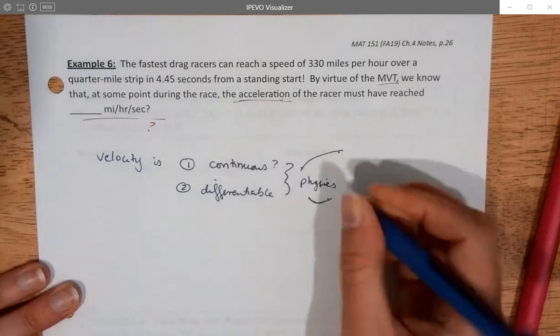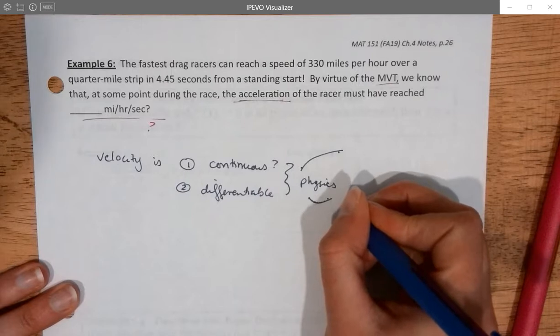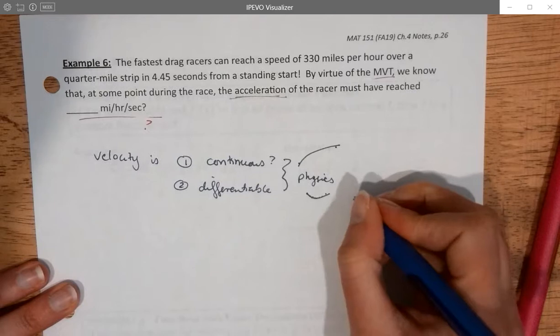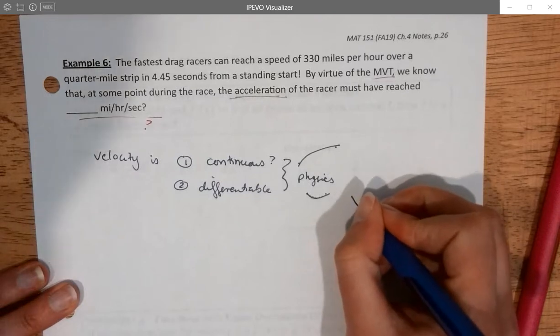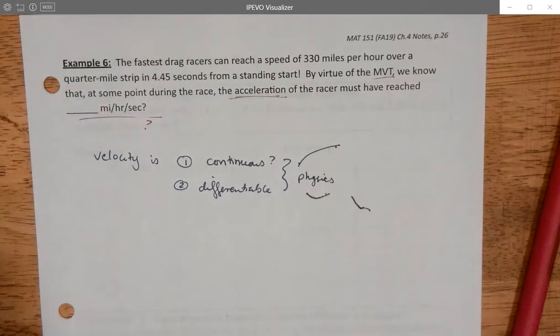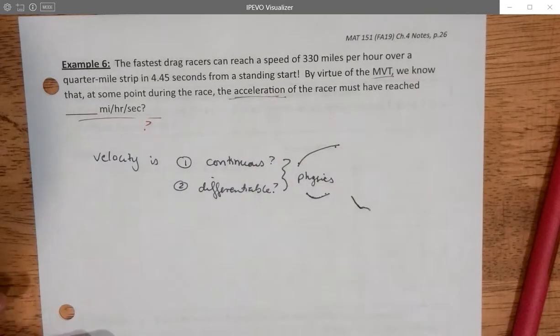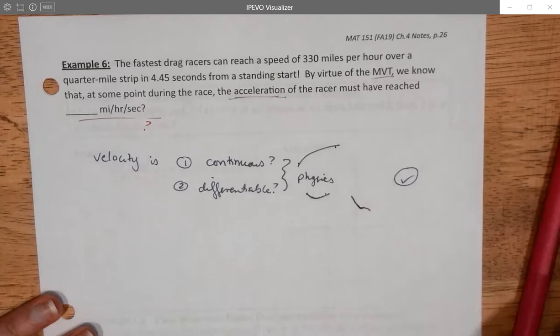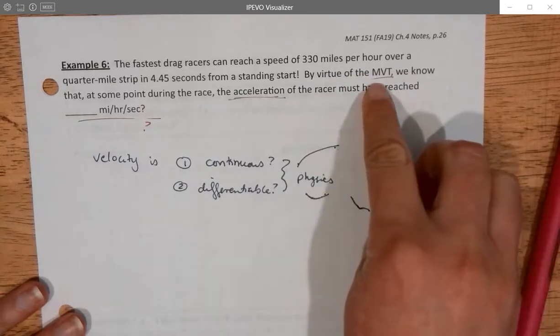Even if you abruptly change your velocity, you are going to get to every velocity in between. You don't get to jump your velocities without changing. So just because of the way physics works, velocity is always a smooth, so continuous and differentiable, function. Hopefully we can agree with that. If those two conditions are checked, then we can use the mean value theorem.